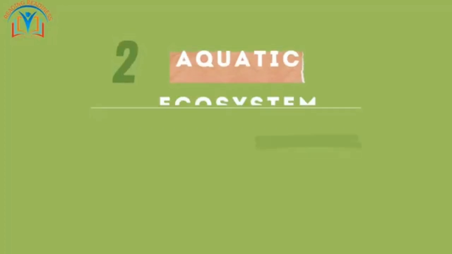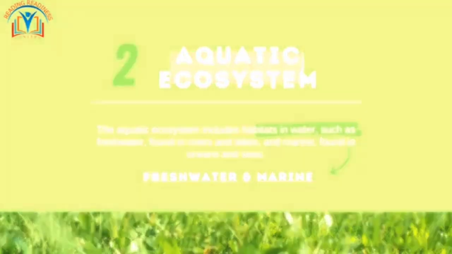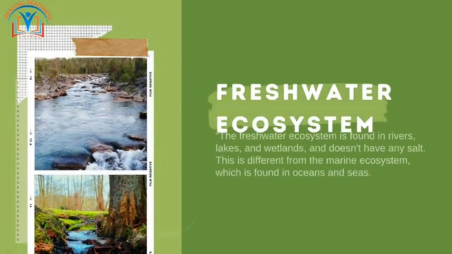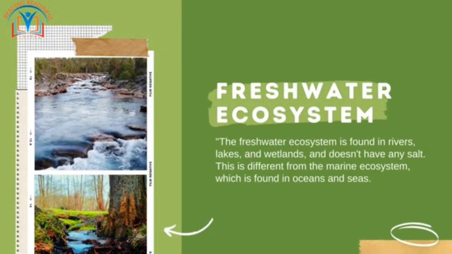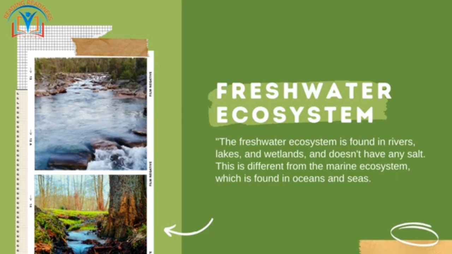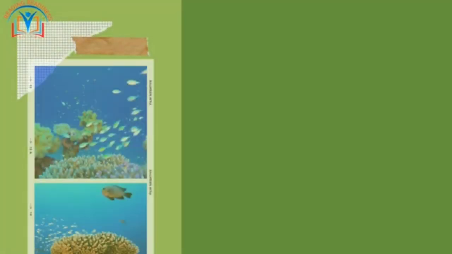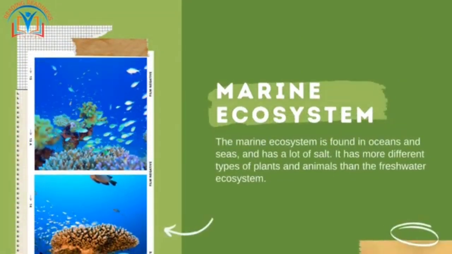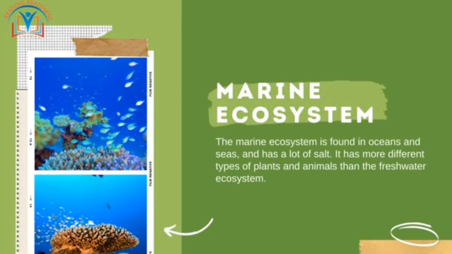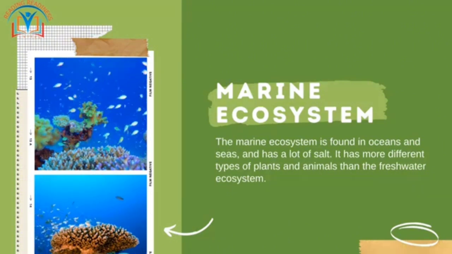The aquatic ecosystem includes habitats in water, such as fresh water, found in rivers and lakes, and marine, found in oceans and seas. The freshwater ecosystem is found in rivers, lakes, and wetlands, and doesn't have any salt. This is different from the marine ecosystem, which is found in oceans and seas. The marine ecosystem has a lot of salt. It has more different types of plants and animals than the freshwater ecosystem.